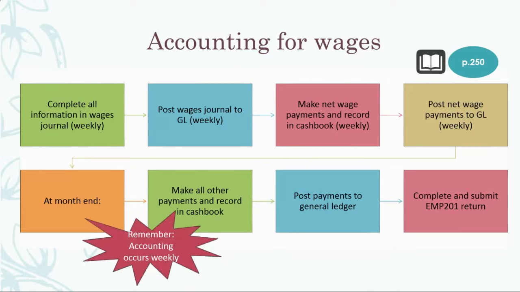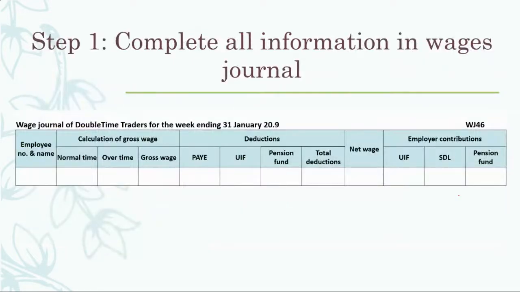And remember, this happens on a weekly basis, except for the payments of certain items which occur on a monthly basis. Now, how does that information look in a journal format? Your wage journal looks exactly the same as your salary journal, except that you've got normal time, overtime, and a gross wage instead of gross salary. You've got your pay as you earn, your UIF, your pension fund, and your total deductions, which is exactly the same.